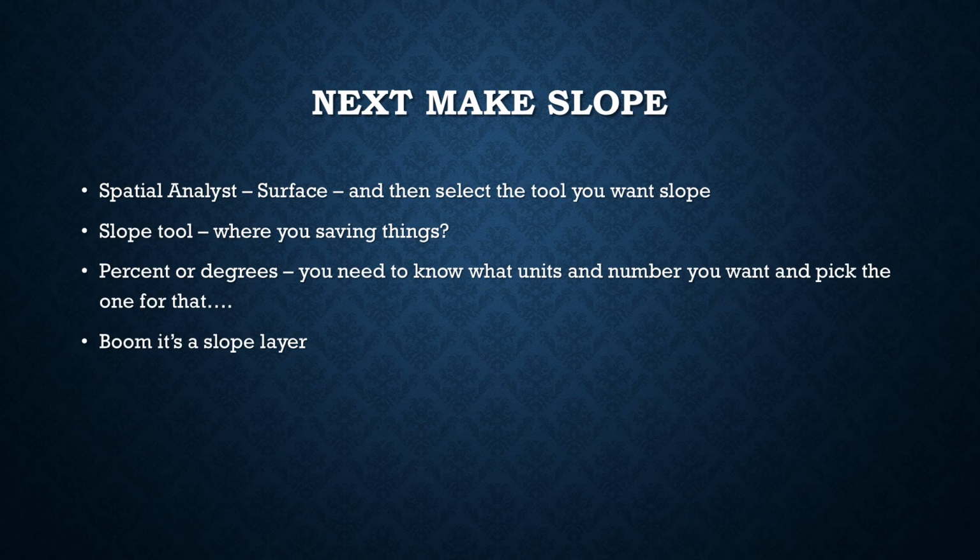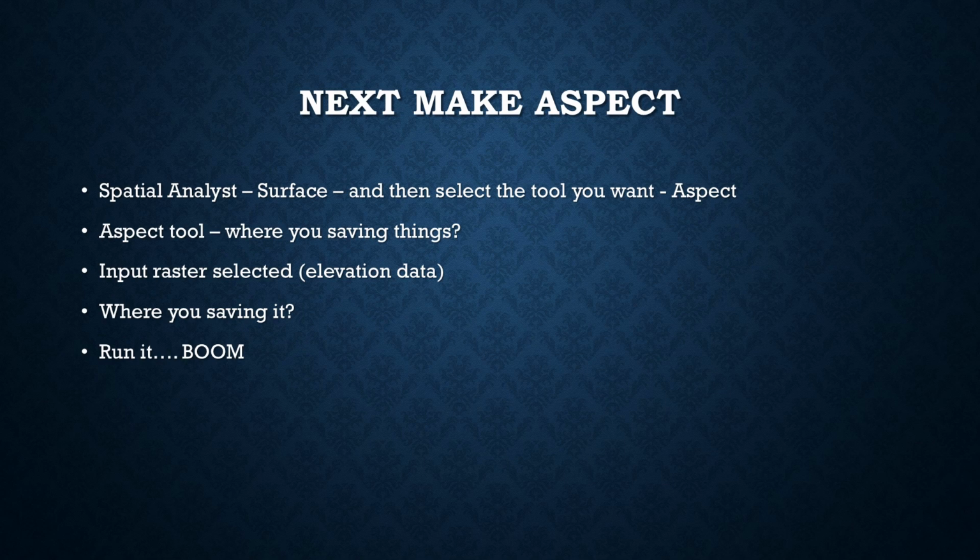Once we have that, we've got to make the other layers that we need, not just the elevation, but the slope and aspect. And so in Spatial Analyst, under Surfaces, that's where the slope and the aspect tools are. You simply select one, in this example slope, and select percent or degrees. It doesn't matter which one as long as you understand what those units mean and you know that you're picking the ones you want. And then just like that, run the tool, you have a slope layer. Same way with aspect. Find the tool, put in what you need, run it, now you have an aspect layer.